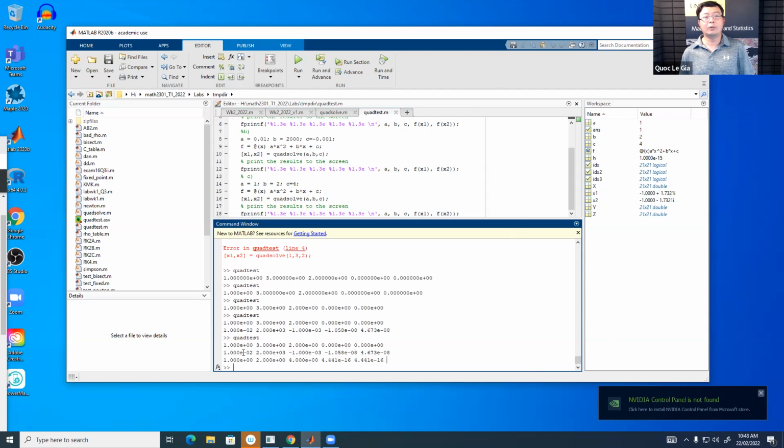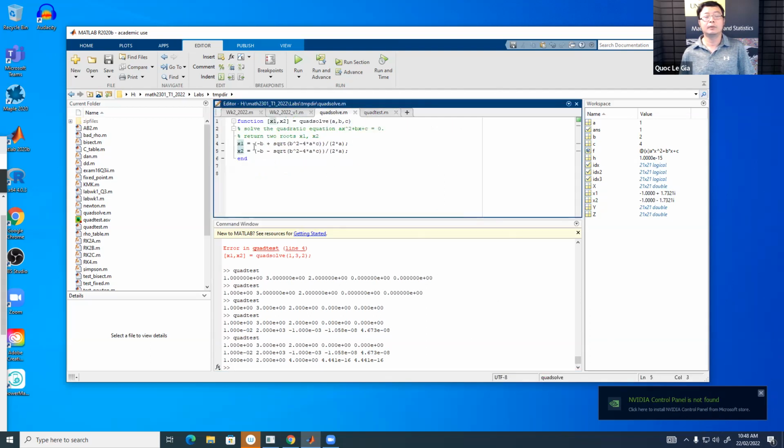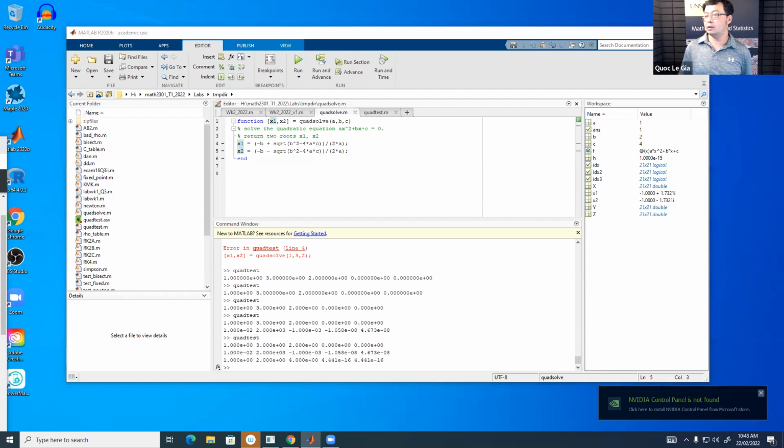Well, so now it's time to look at the formula again. Okay, so look at this formula. Okay, so do you see catastrophic cancellation in those two formulas? So remember when we have catastrophic cancellation. So remember the lectures yesterday?